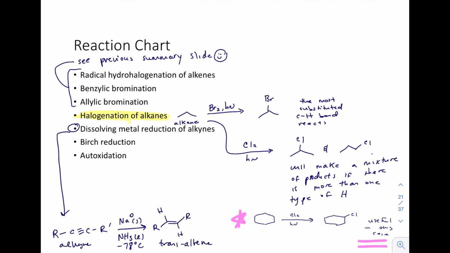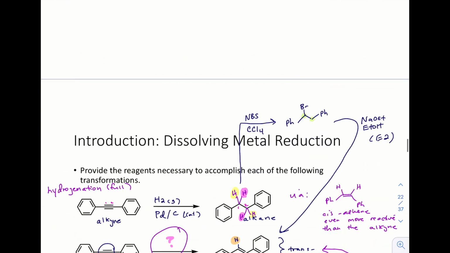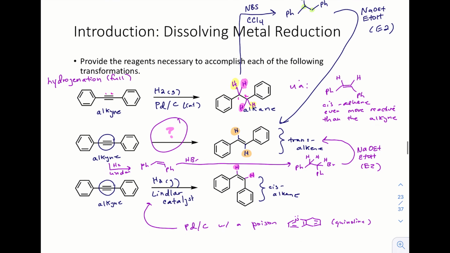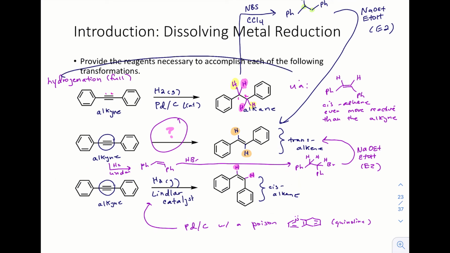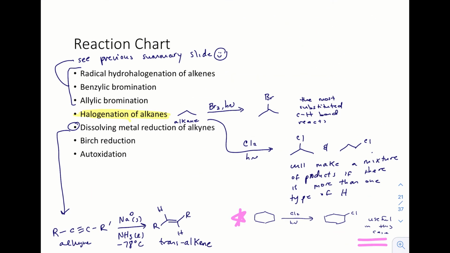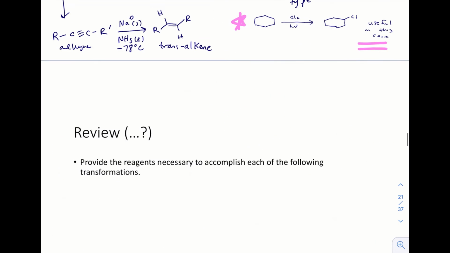And just be sure that you understand that this provides a route to trans alkenes from alkynes that was not previously available to you. Previously, the only hydrogenation reactions you knew of alkynes made cis alkenes or alkanes. And now you know a direct way to generate the trans alkene from an alkyne. Awesome. Two more to go. Birch reduction, autoxidation. Let's get it.